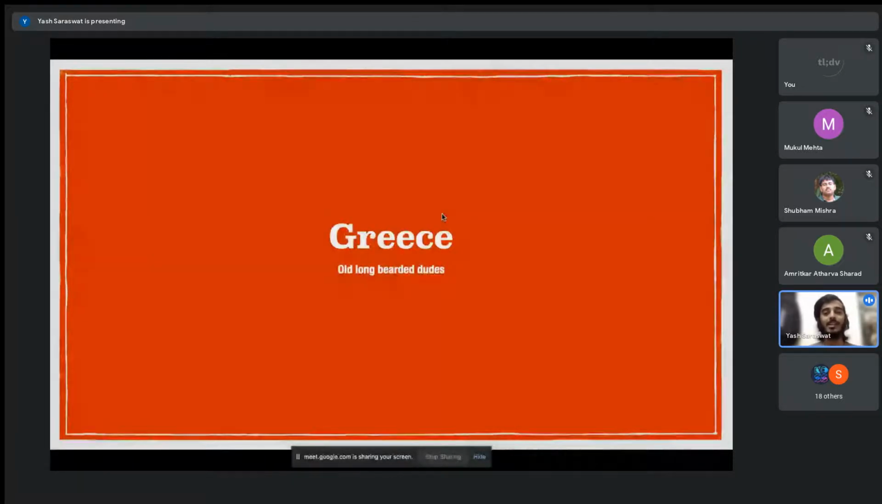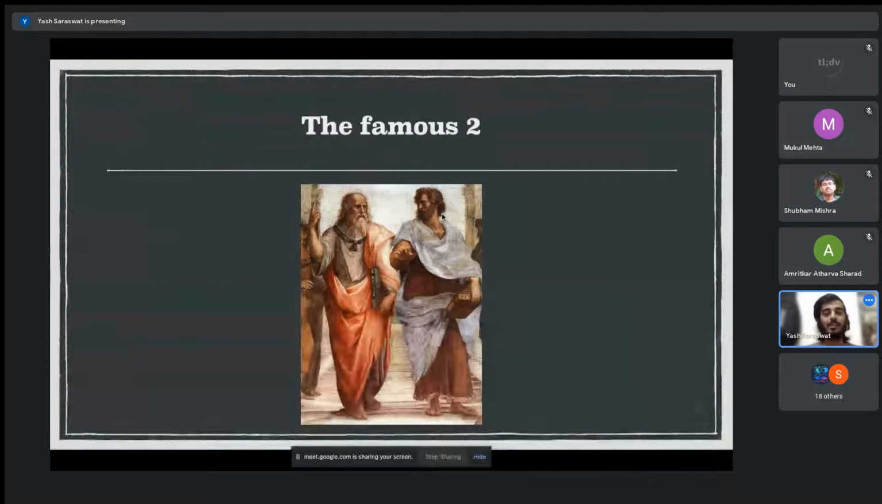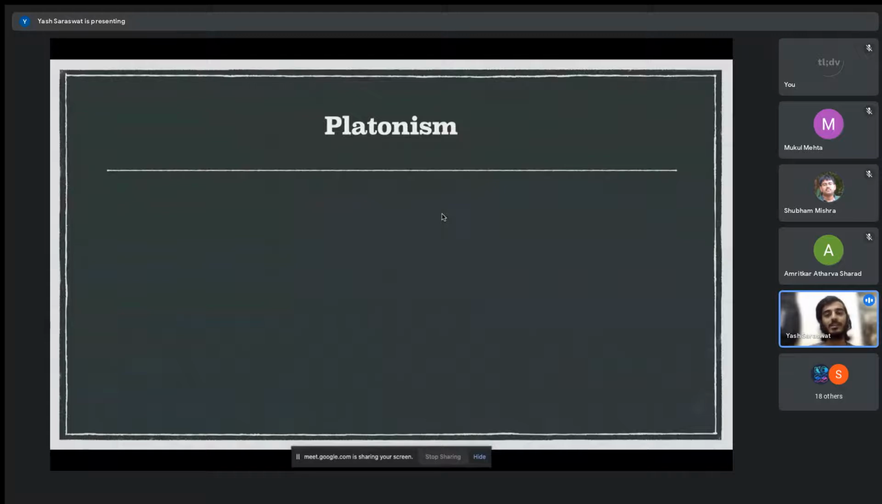These are the two famous ones that I'll be talking about today. The one on the right is Plato, and the one left is Aristotle. So let's start with Plato. So Plato came up with this idea of Platonism. It's pretty obvious from the name, and he came up with this theory of forms. So, what are these forms?